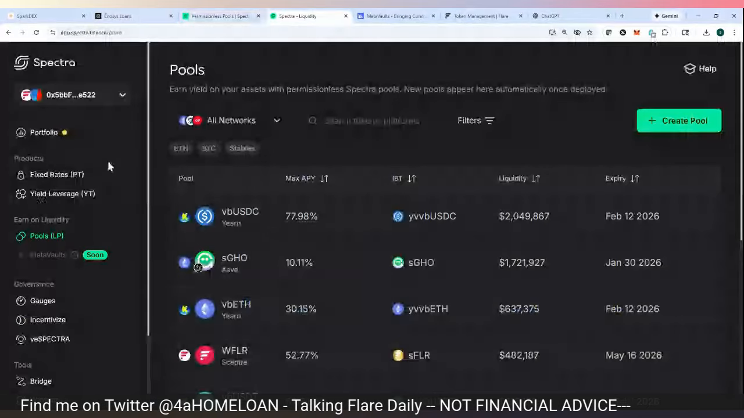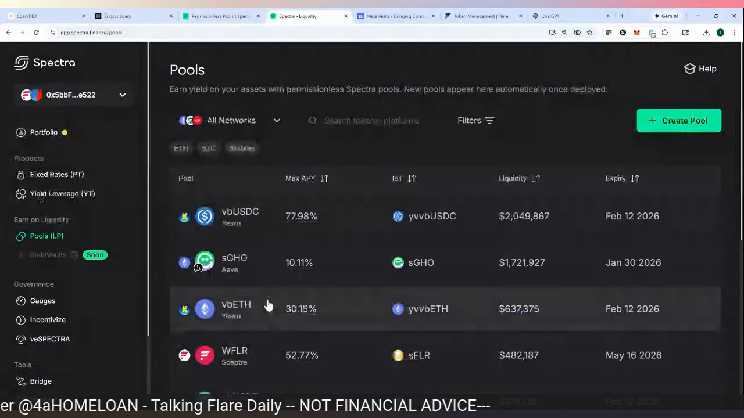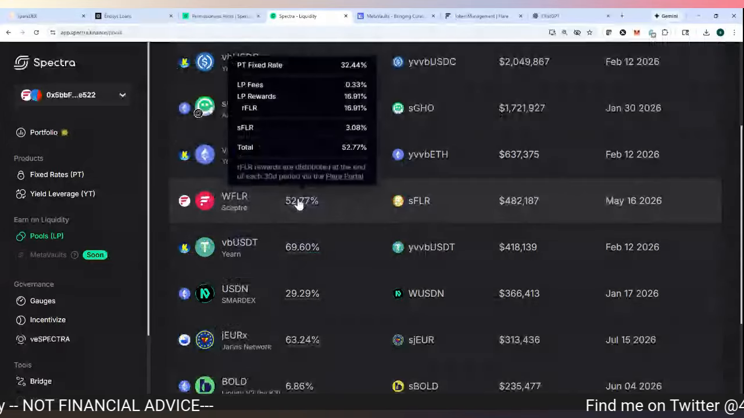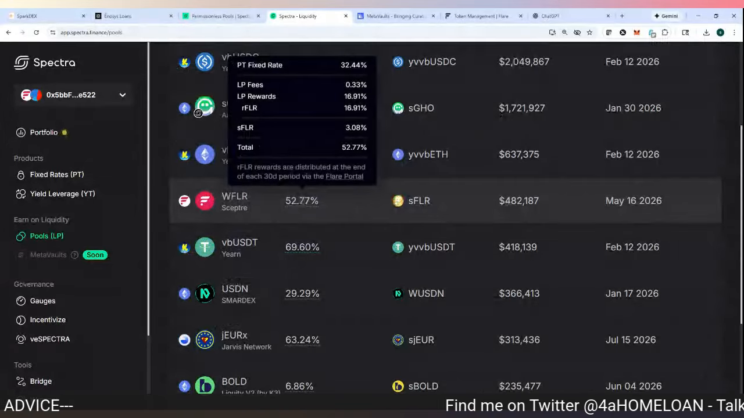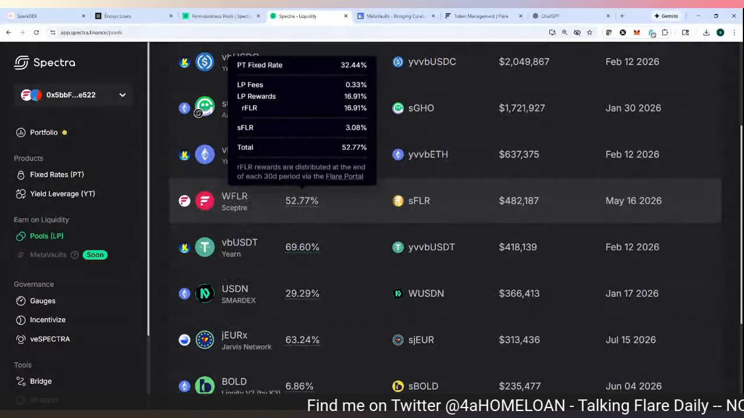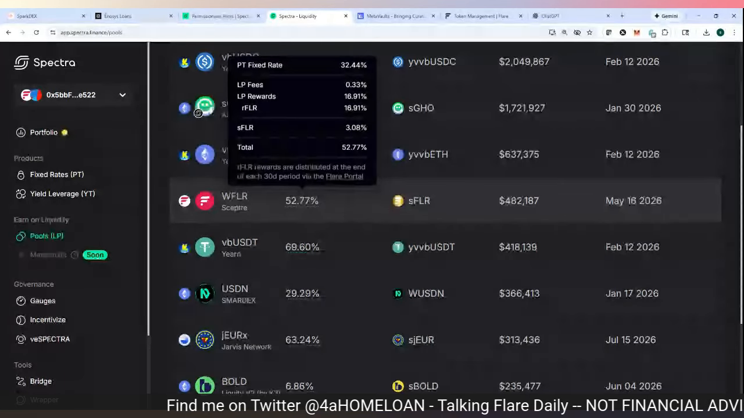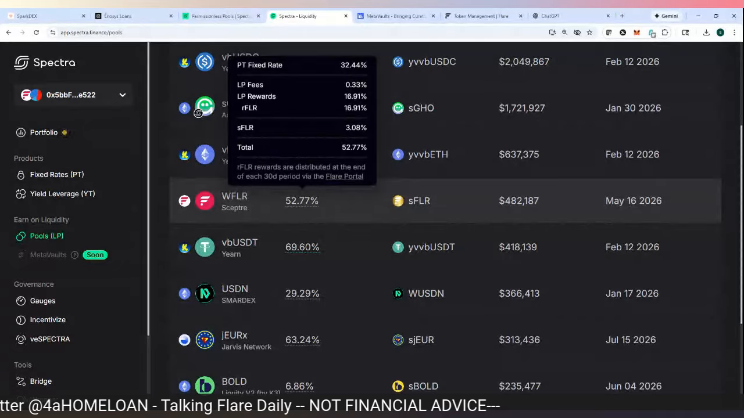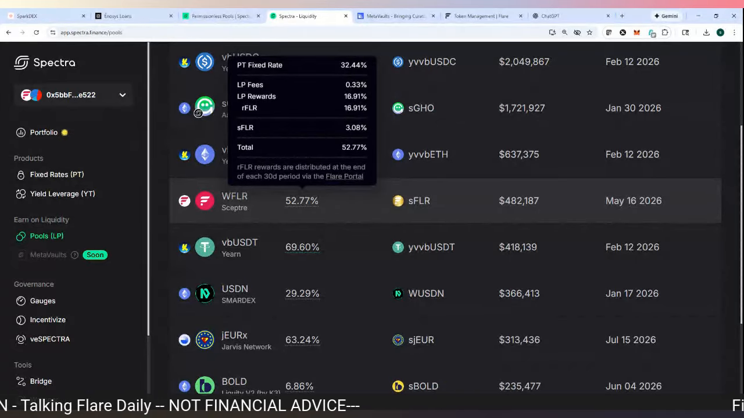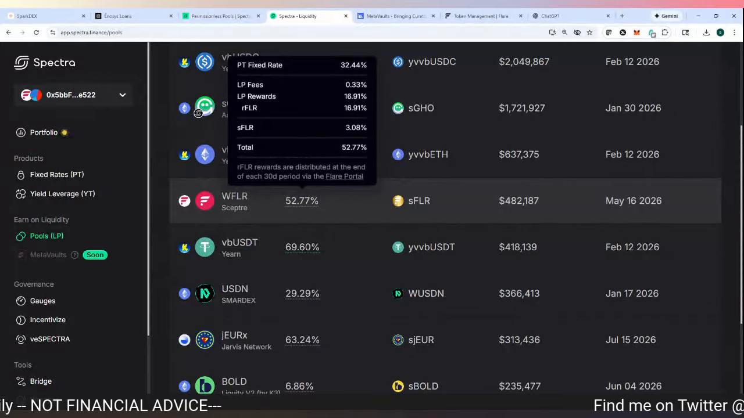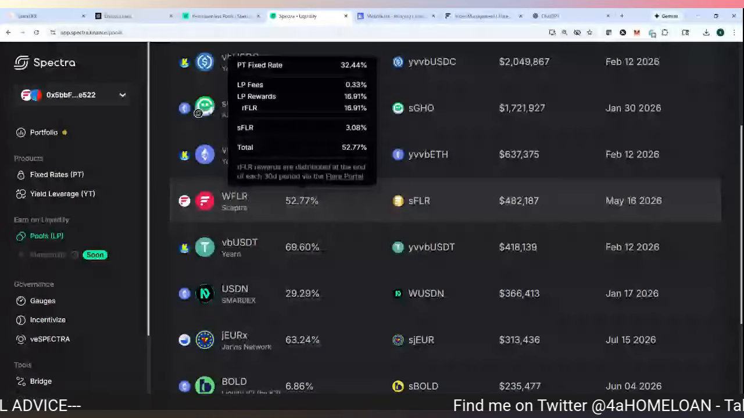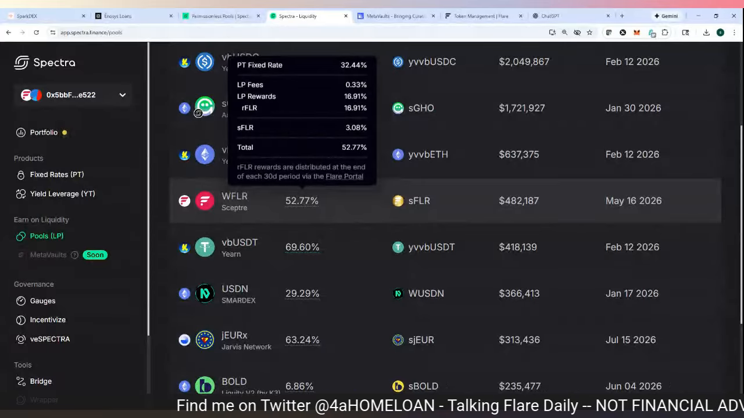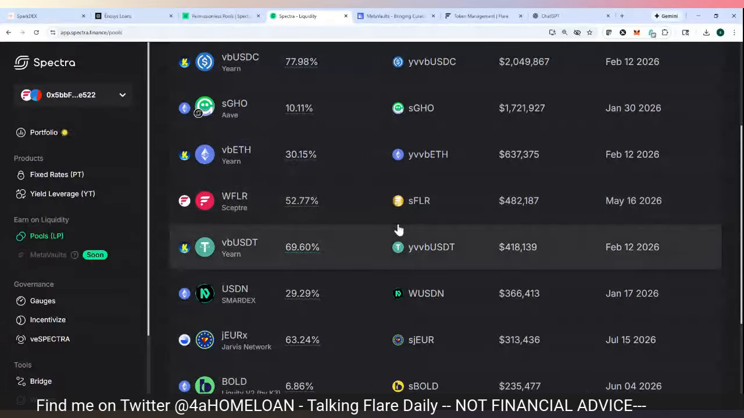Let's go look at the liquidity pools. Again, I am liking the pools. It tells me for liquidity pools, here we go. Liquidity pools, I got a fixed rate of 32%, LP fees, LP rewards, which are rFLR, sFLR to get me that 52%. Now that of course will fluctuate because as more users come in, more liquidity comes in, they're gonna have to spread it out. So I expect that to change, but I know I'm getting 16 to 17% for rFLR, and I'm happy with that as a liquidity provider.